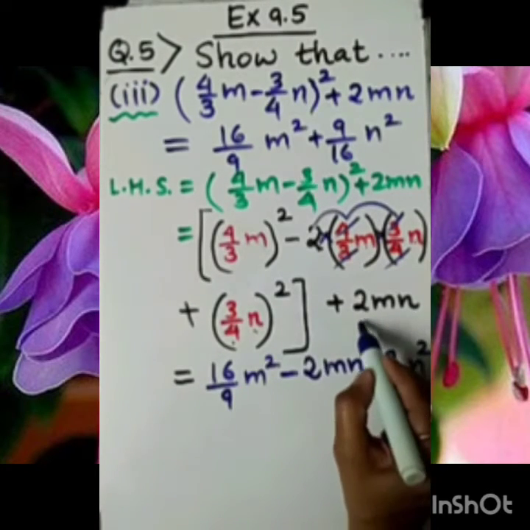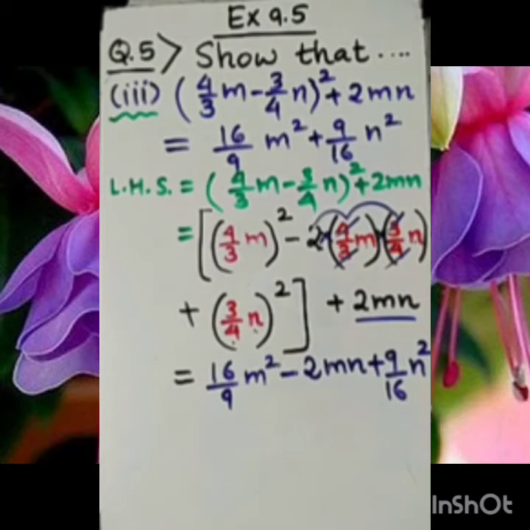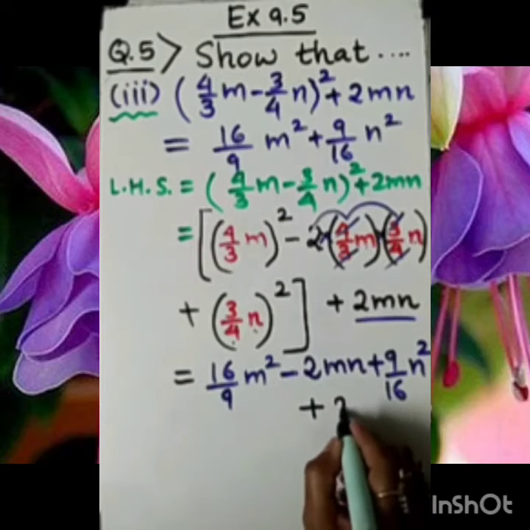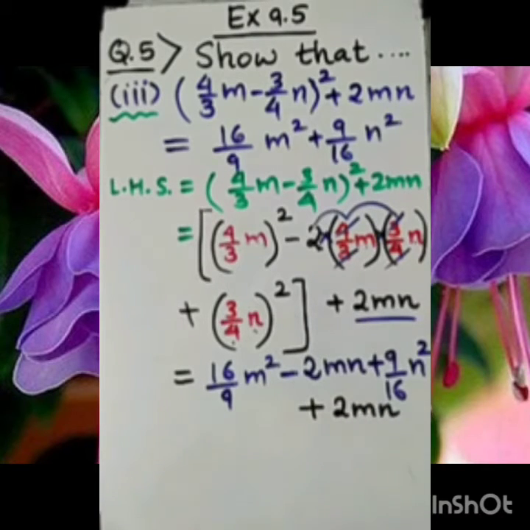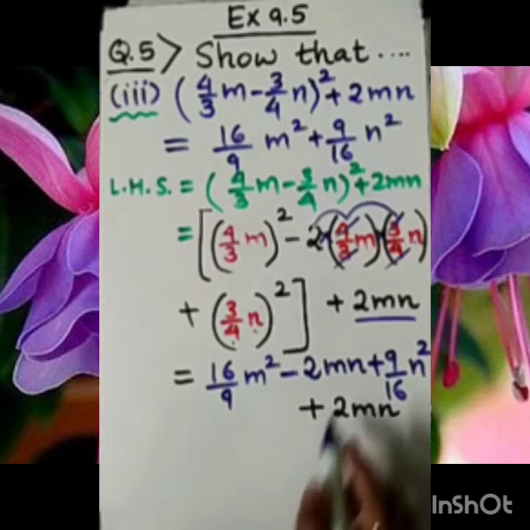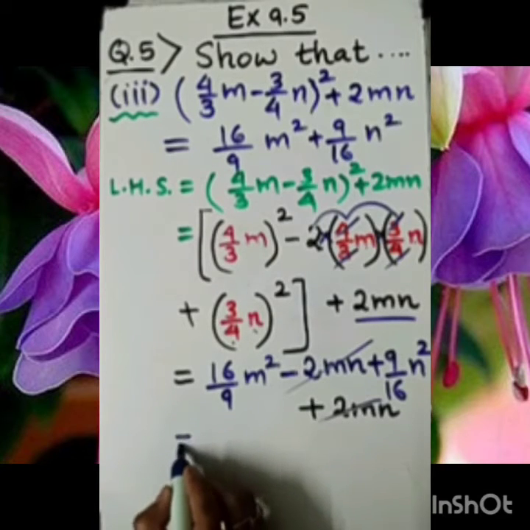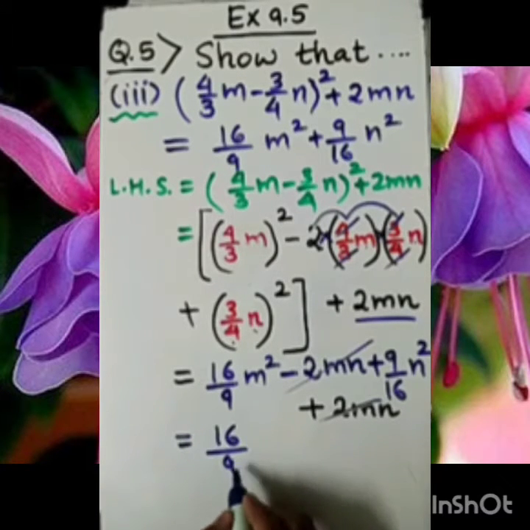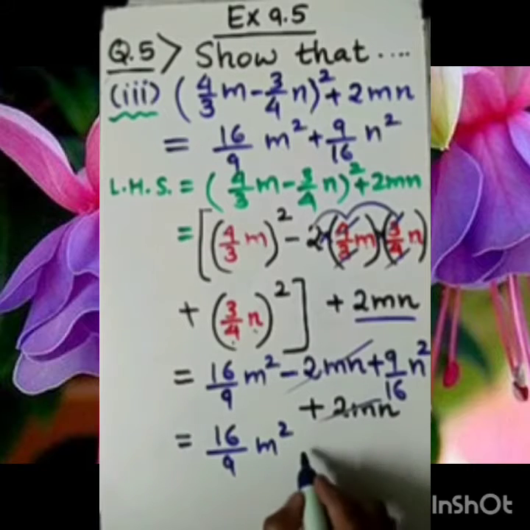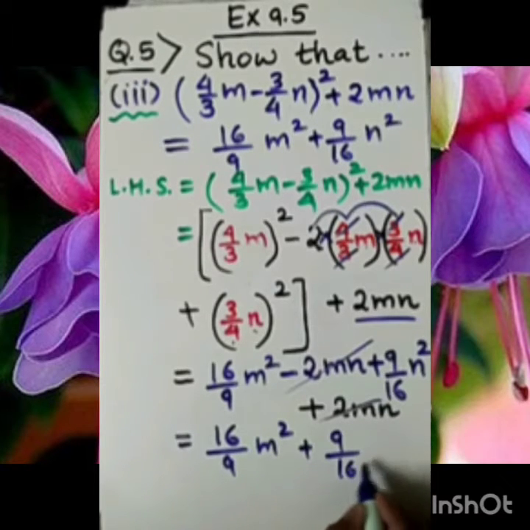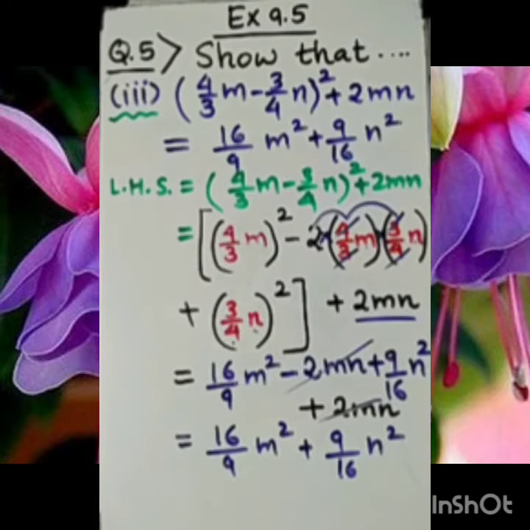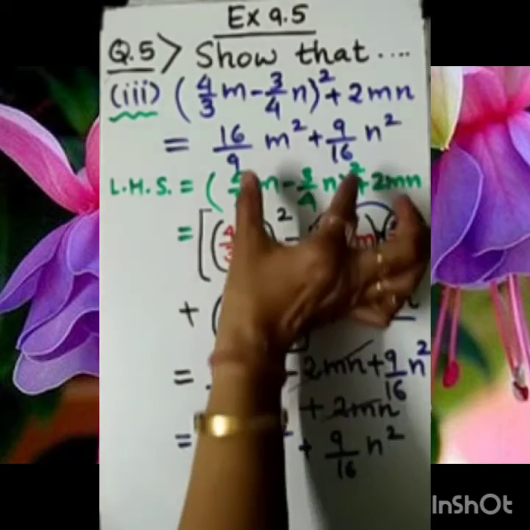But here one additional term is there. That also we must not forget to write over there. So it is plus 2mn I am writing here. We know that this minus 2mn plus 2mn will be cancelled. So what is left? 16/9 m square plus 9/16 n square. This is the remaining terms. Now you can see this is similar to what is asked in the question.